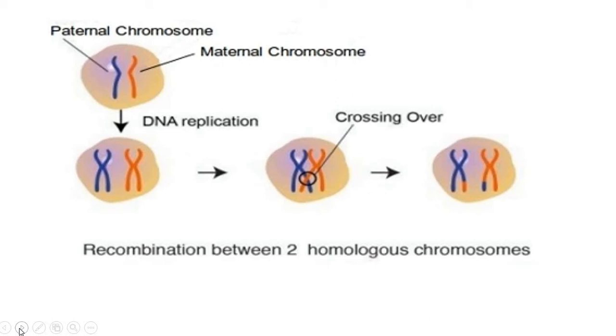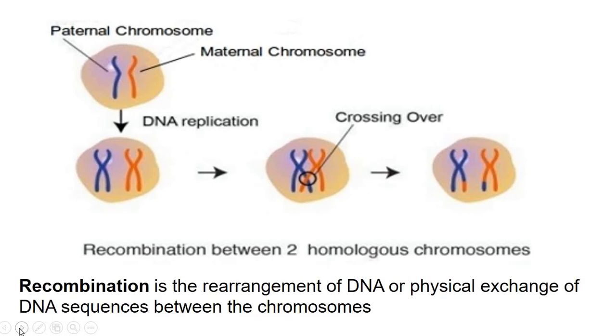Recombination between two homologous chromosomes is a normal mechanism that occurs in living cells, and recombination is quite important. You all have heard of crossing over during meiosis, and these crossing over events bring genetic diversity in a gene pool and a population.